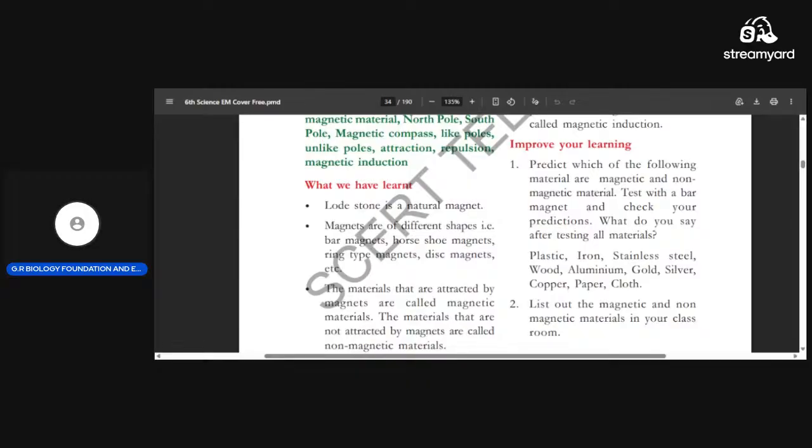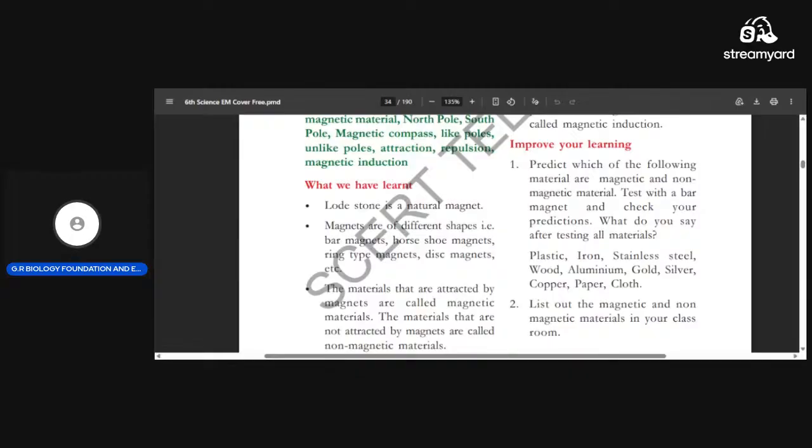So I explained to you plastic. How are we going to write this answer? First, we want to write our prediction. So I am going to test this plastic. My prediction is plastic will not be attracted by the magnet. After testing, what is the result? Attracted or not attracted? Not attracted. So your prediction is right.